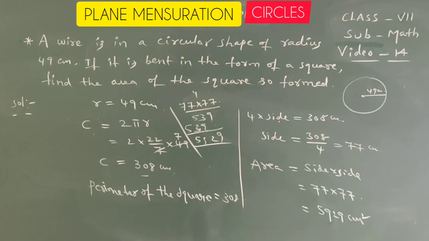If you want to bend it in any shape, that is only the circumference. So here a square is bent. That's 308. 4 into side equals 308. Side is 77. So area is 77 into 77. That is 5929 centimeters square. That is the required area of the given figure. These are the most important problems.